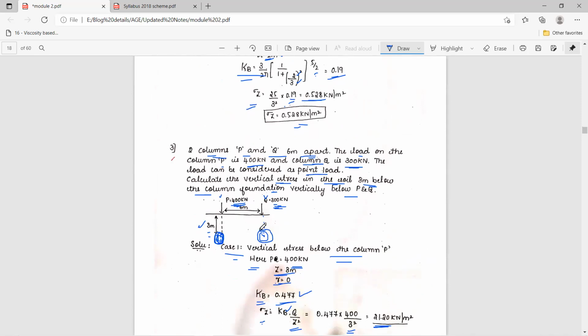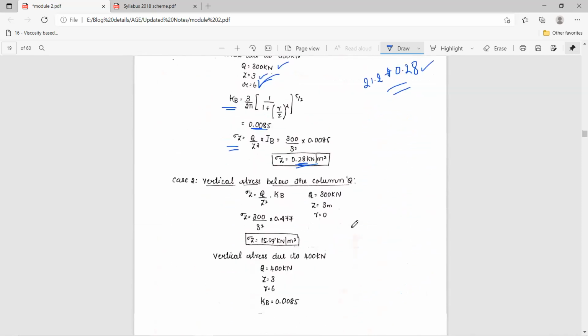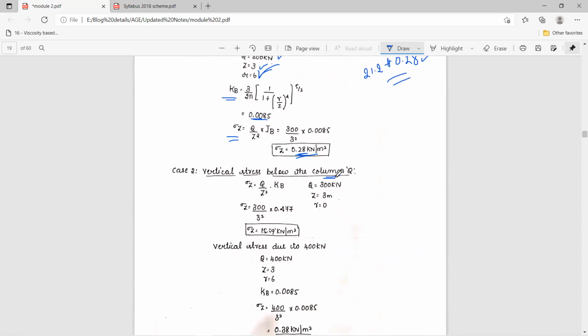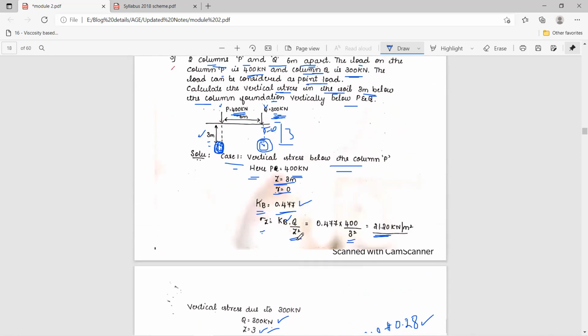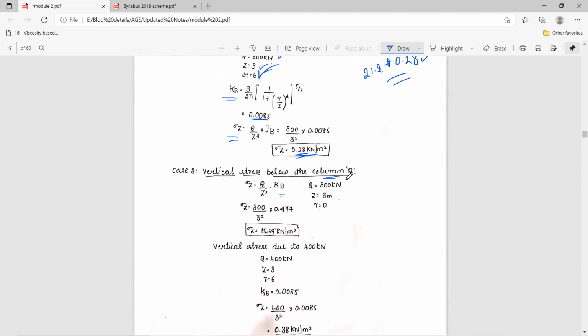Similarly, you have to calculate what will be the total pressure acting under load Q. How are you going to calculate? Very simple. You have to repeat the steps again. Vertical stress below the column Q is sigma Z equal to Q divided by Z square into K suffix B. At Q, we are applying a load of 300 kilonewton and depth is 3, but there is no radial distance. Exactly at the point of application, there is no radial distance. Therefore, Q is equal to 300 kilonewton, Z is equal to 3 meter and R is equal to 0. You know the formula. Because R is equal to 0, K suffix B value straight away you can take as 0.477. So load is 300 and depth is 3. Calculate sigma Z value. It is equal to 15.59 kilonewton per meter square.